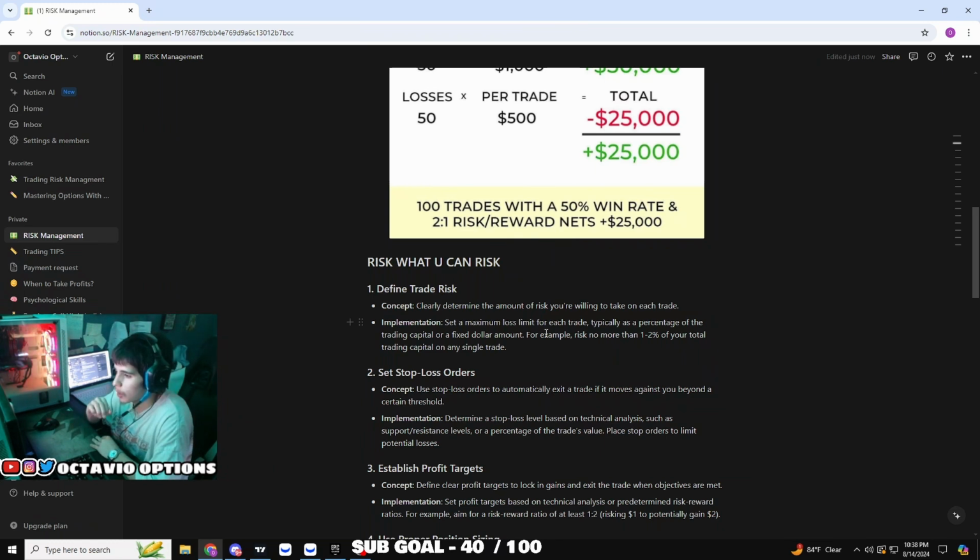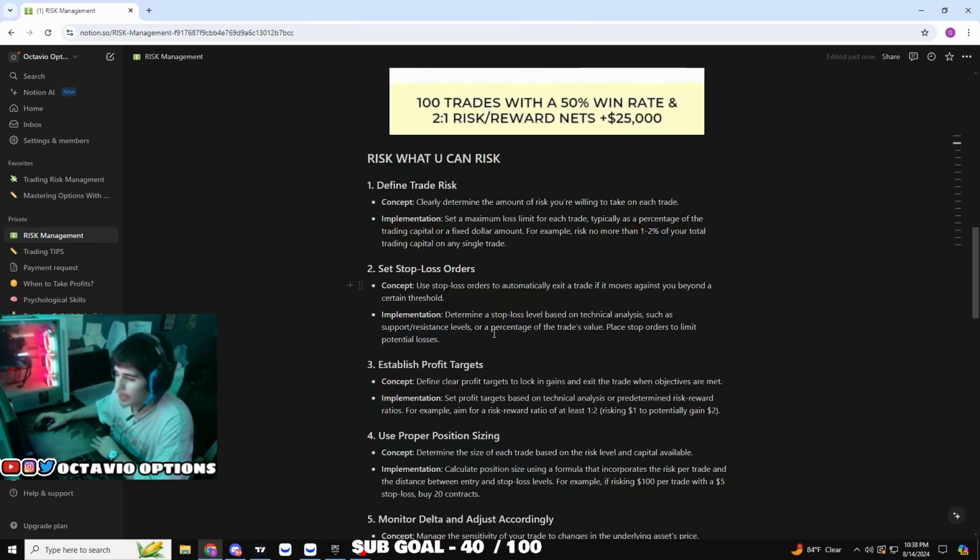Set a maximum loss limit for each trade, typically as a percentage of trading capital or a fixed dollar amount. For example, risk no more than 1 to 2% of your total trading capital on any single trade. That's a single trade, guys. Set a stop loss order. Use a stop loss order, guys. I'm telling you about the stop loss orders. You gotta use this, guys.